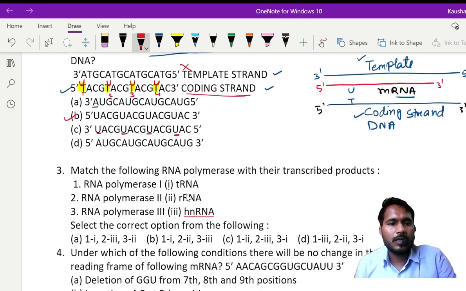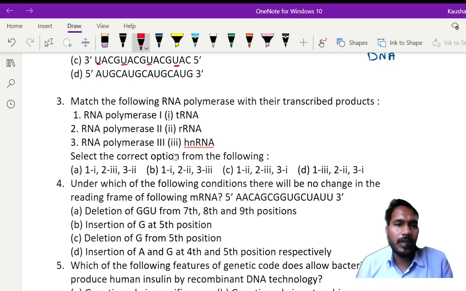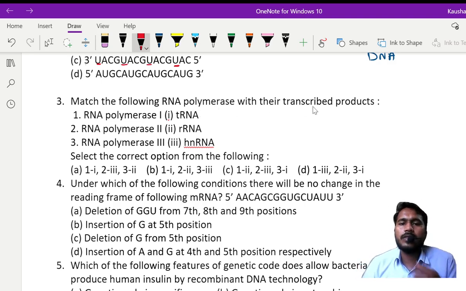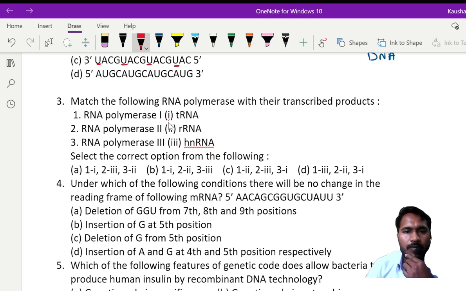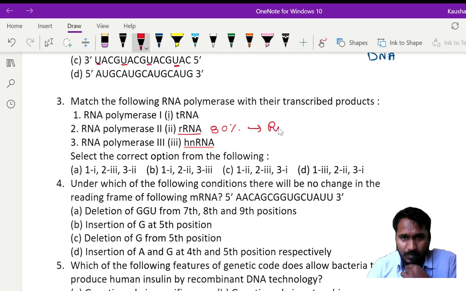Next, match the following mRNA RNA polymerase with their transcribed product. So RNA polymerase 1 is for what? RNA polymerase 1 for the rRNA. Okay, rRNA is the abundant RNA, which is around 80%. It is forming the ribosome.